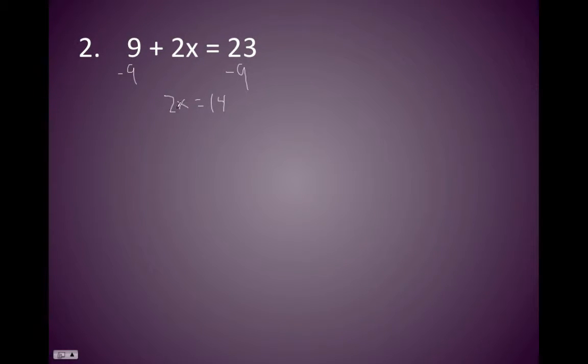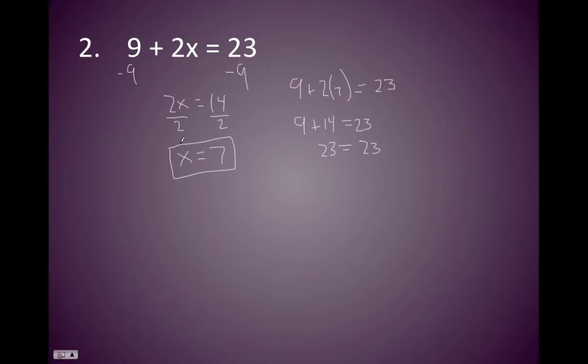And now we want to deal with the multiplication. 2 times x. Inverse operation is division. So we get x equal 7. Plug that back into the problem. 9 plus 2 times 7 equal 23. Well, we know 9 plus 2 times 7, that's 9 plus 14 equals 23. And 14 and 9 is 23. And 23 and 23 are equal. So that means x equal 7 is the solution.